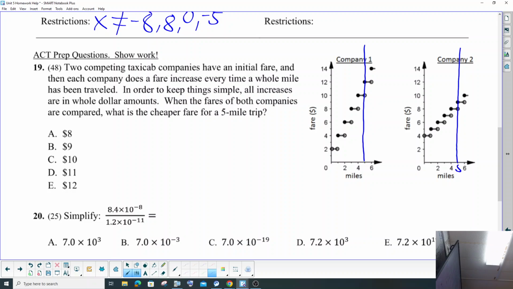So at 5 miles, it looks like maybe $9 for company 2, because a 5-mile trip way up here is $12 for company 1. Yeah, so we're going to say company 2 is cheaper at $9, right? And so $9 is cheaper.